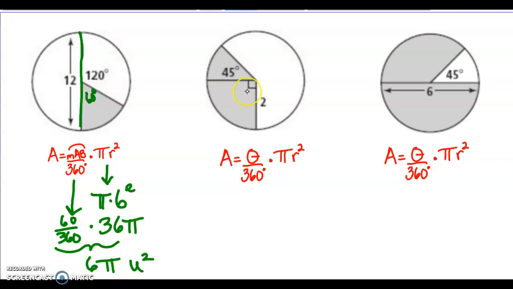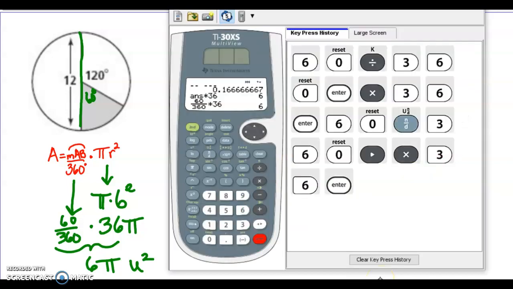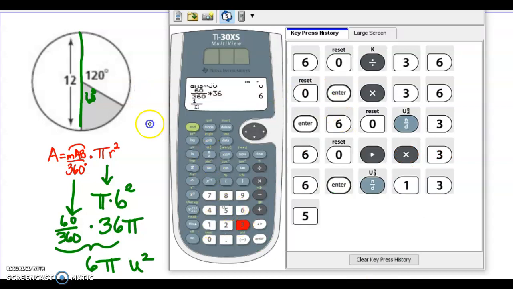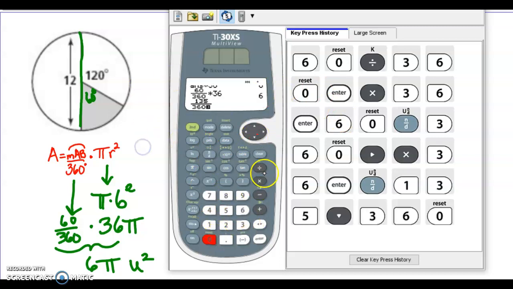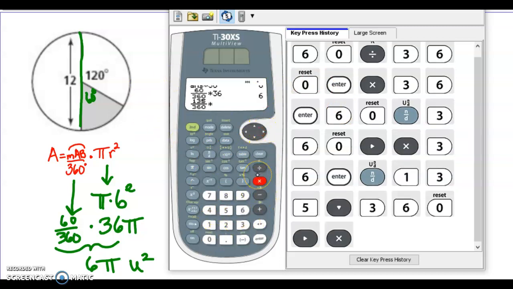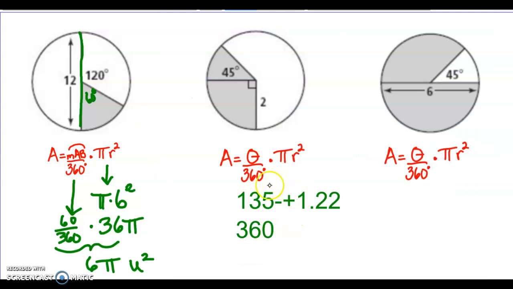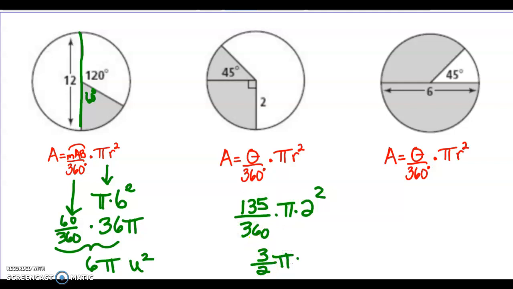Okay, so on this example, our angle is 45 there and 90 there, so that would be 135 out of 360 times pi times our radius is 2 squared. So now we're ready to type that in on our calculator. All right, so it's going to be 135 over 360 times, and then you can either do 2 squared or 2 squared is 4. All right, so we get 3 over 2. So my answer is 3 over 2 pi units squared.